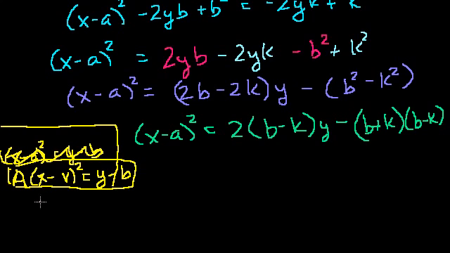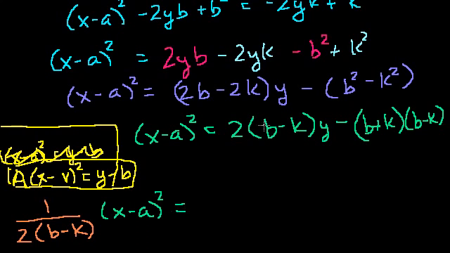Let me do it down here so I have some space. 1 over 2 times b minus k times x minus a squared is equal to, well, I'm dividing this by 2 times b minus k, so that goes away. So it's y minus, so if I divide this by 2 times b minus k, the b minus k's cancel out, and I'm just left with b plus k over 2.